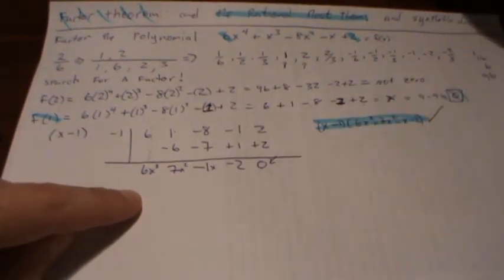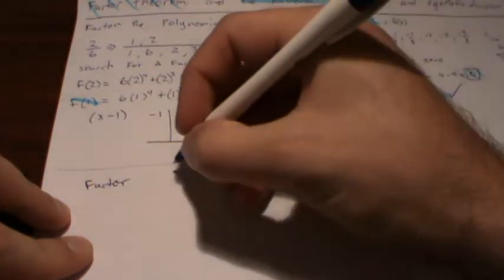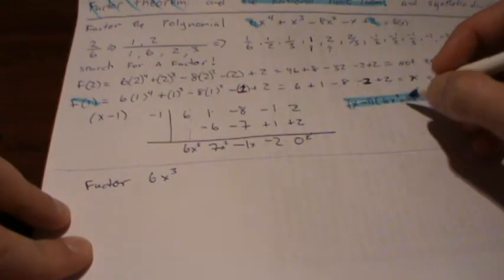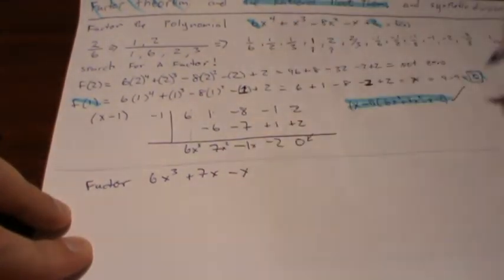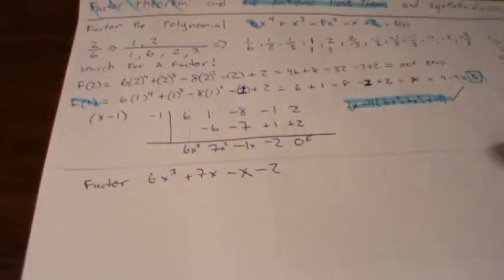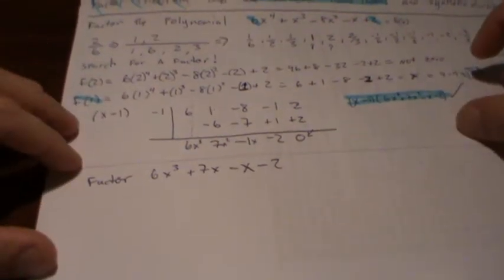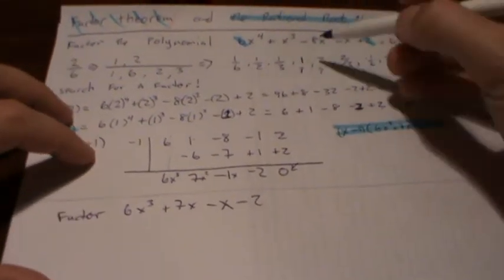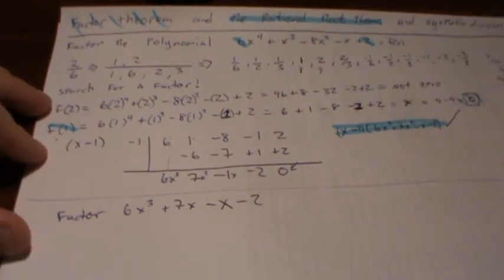Now what I need to do is basically start the question again and use factor 6x to the third plus 7x squared minus x minus 2. Now if I factor this one more time, I'm going to get another factor. And so I begin over. Since I already used some of these, I'll try a -1 now.